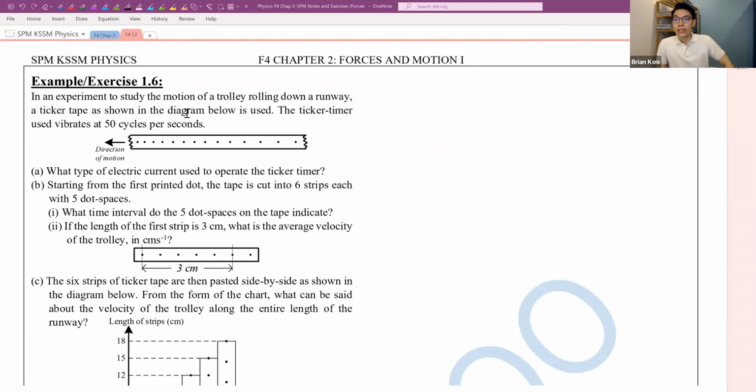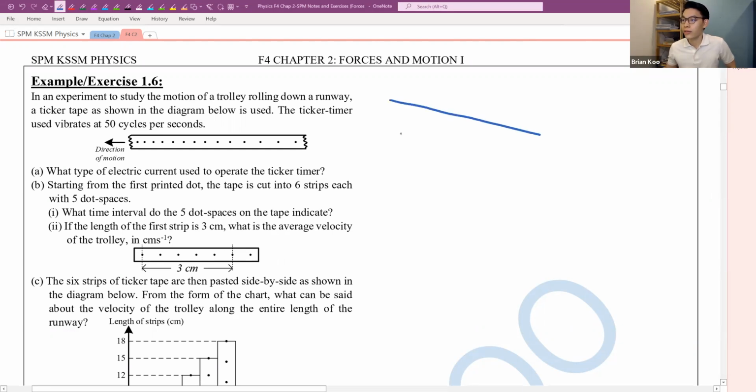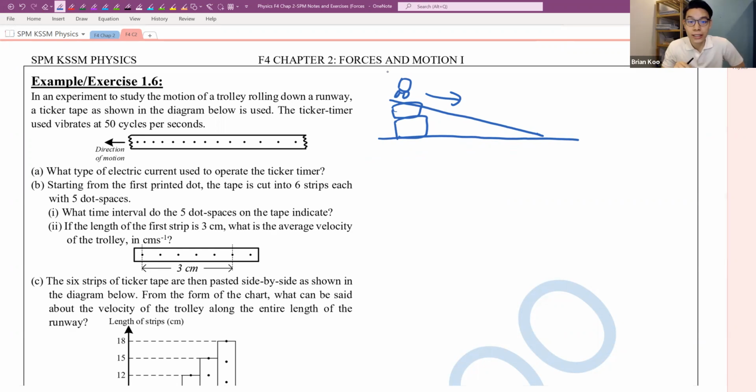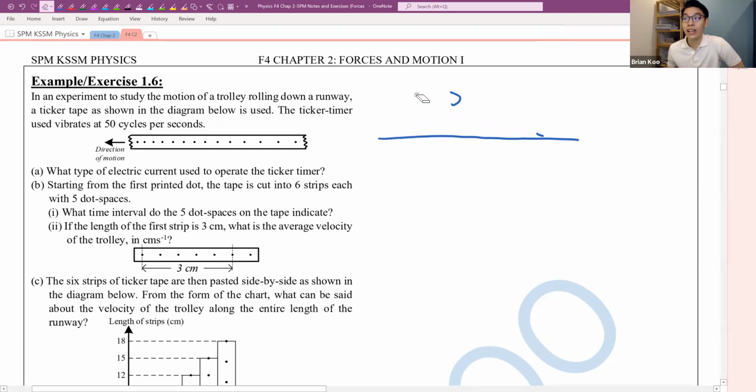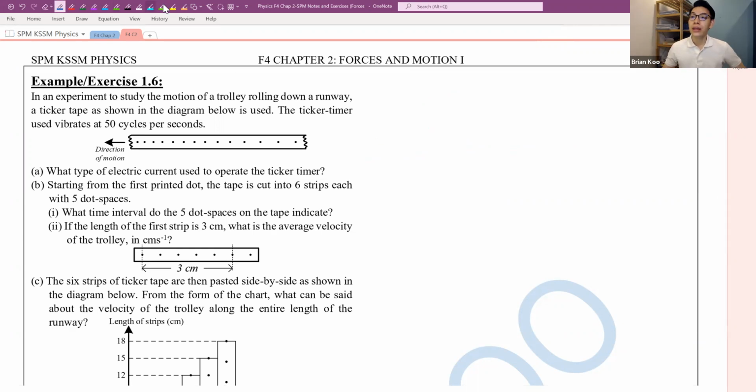Example 1.6. Let's have a look at this question. In an experiment to study the motion of a trolley rolling down a runway, you have maybe a plywood, a piece of wood, with some bricks or books, and you let your trolley roll down like that. As it rolls down, it will get faster and faster. That's probably going to be our motion where it accelerates. Getting faster means accelerating.